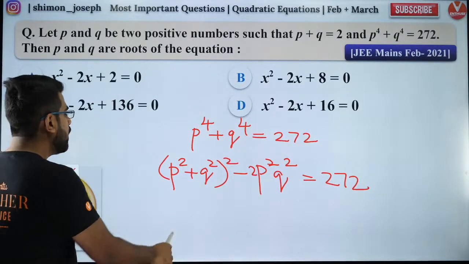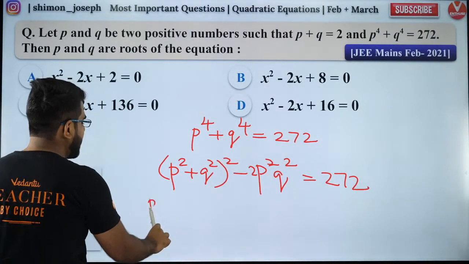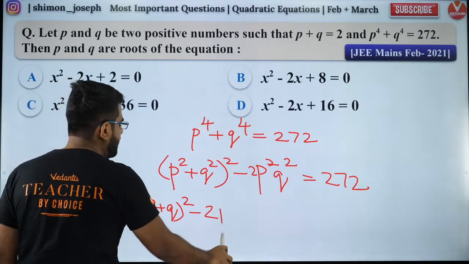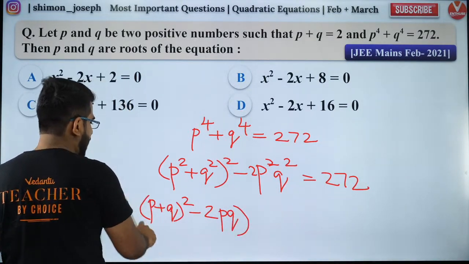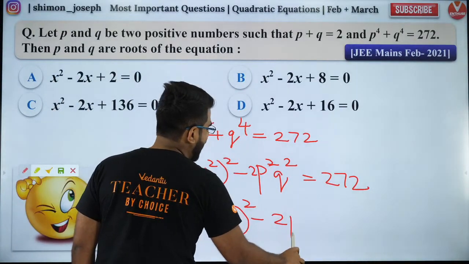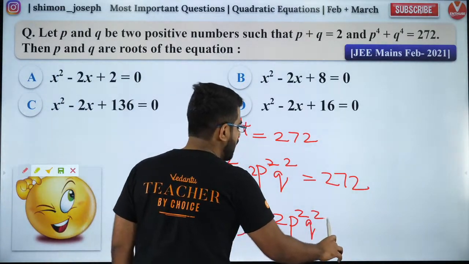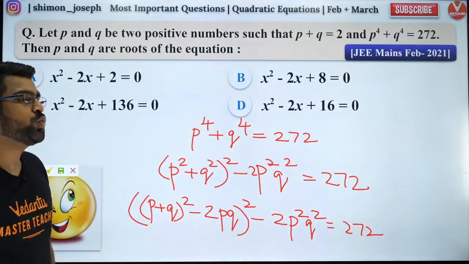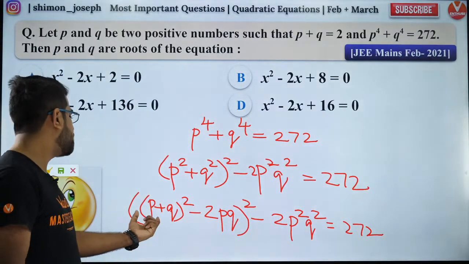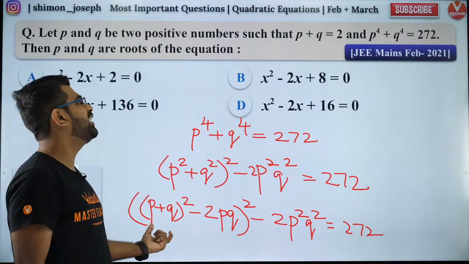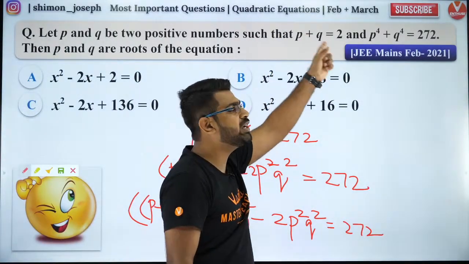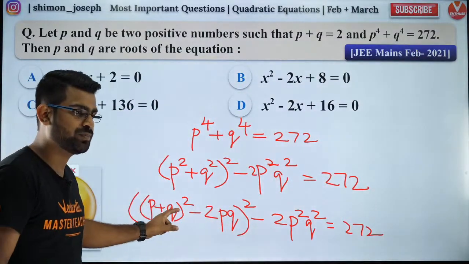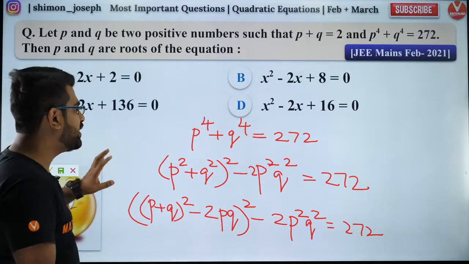Yes. Now P square plus Q square, I can write it as P plus Q the whole square minus 2PQ, the whole square minus 2P square Q square is equal to 272. Are you all fine with that? Why did I write it like this? Because P plus Q, my dear children, is equal to 2, that is given in the question. So I want to bring that in my solution. Are you all cool with it?